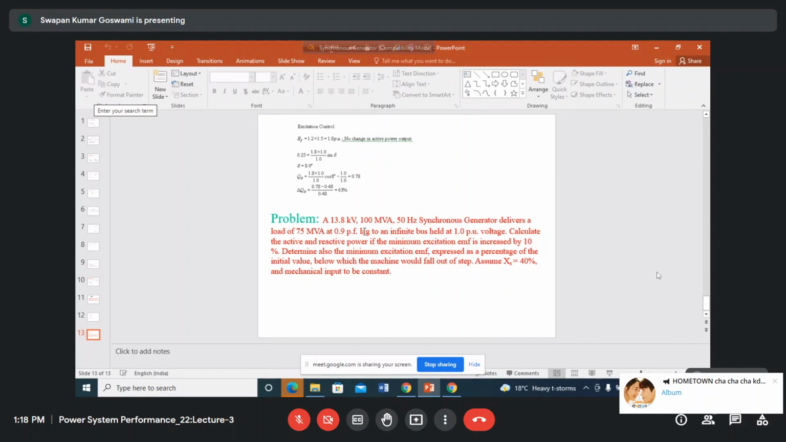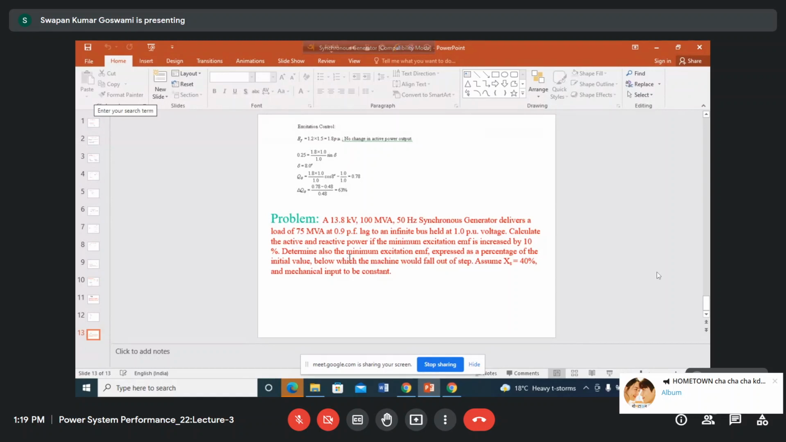All right. 100 MVA is the power rating of the generator, and it is loaded up to 75 MVA now at 0.9 power factor lagging. That means 1 per unit power will be 100 MVA, so 0.75 per unit is the power delivered now, in MVA, and active power will be at 0.9 power factor lagging. So we can calculate the active power from here.